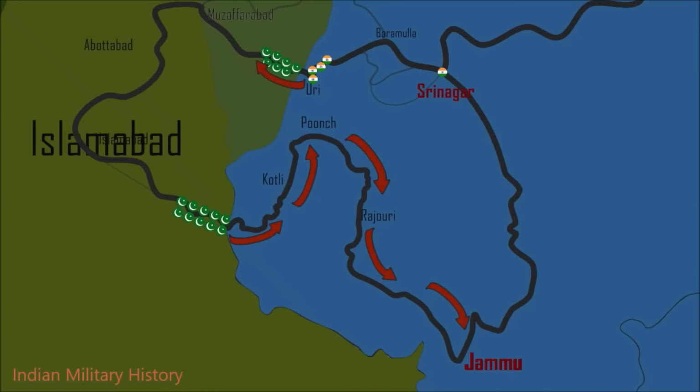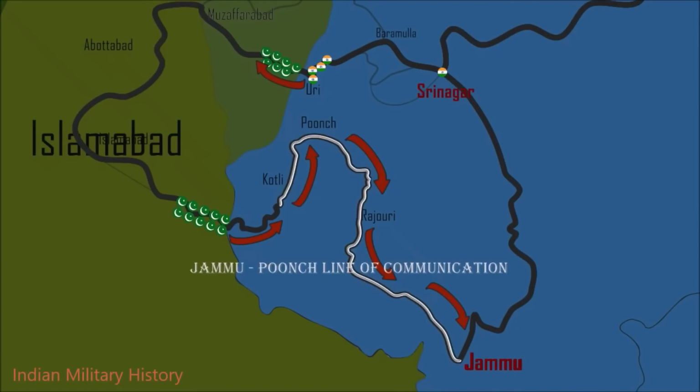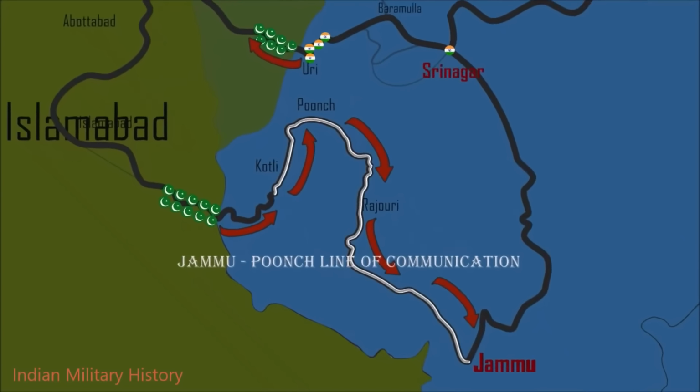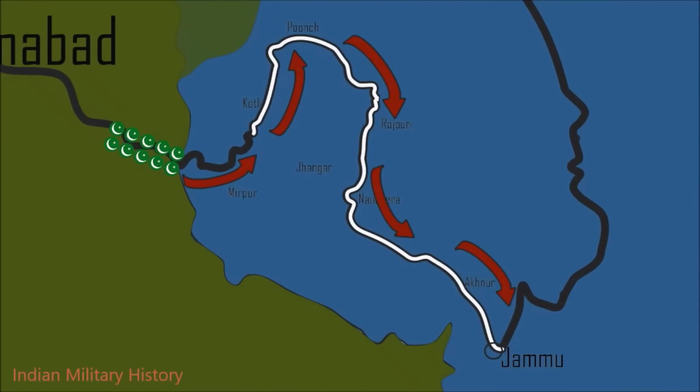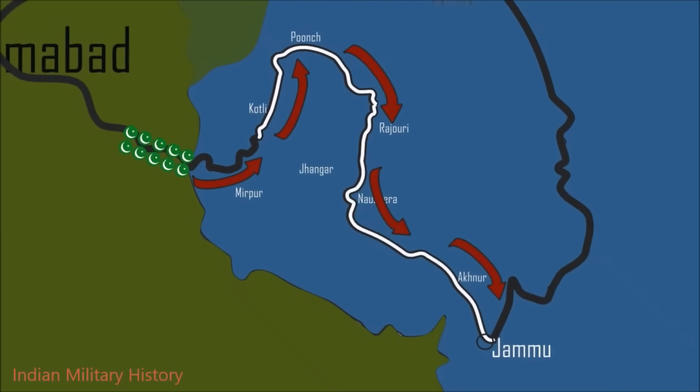This assault happened on multiple fronts along the Jammu-Poonch line. The plan was to capture all major towns along this line till the enemy reached Jammu. The towns in the region under assault were Mirpur, Kotli, Naushera and Jhangar in the middle, Rajouri and Poonch towards the north of the sector, and the future plans were to attack Akhnur and Jammu on the southern side.